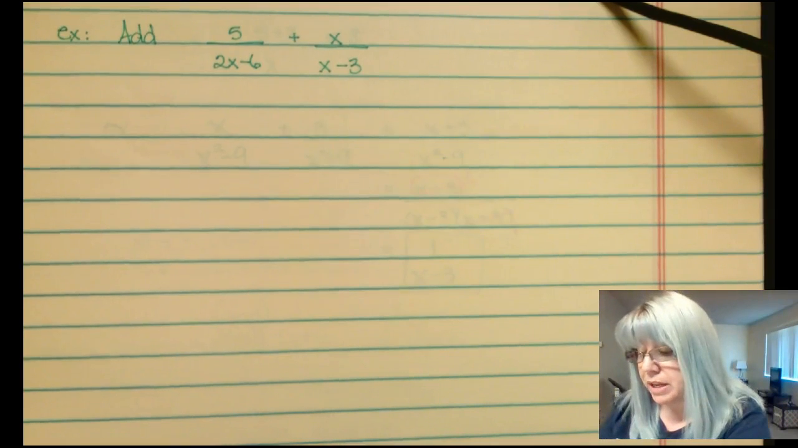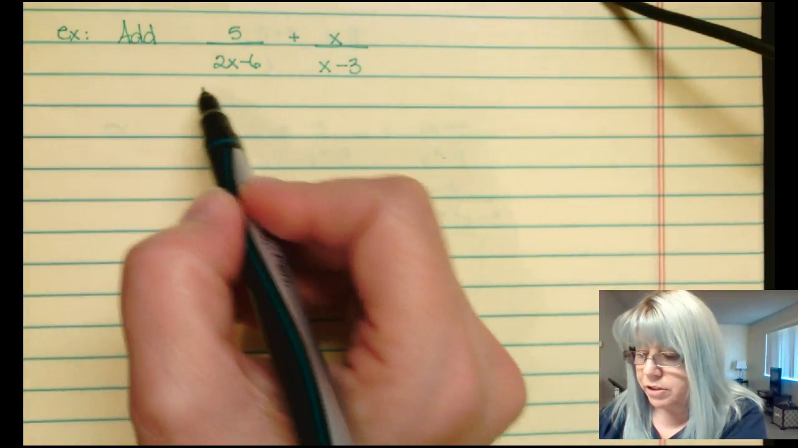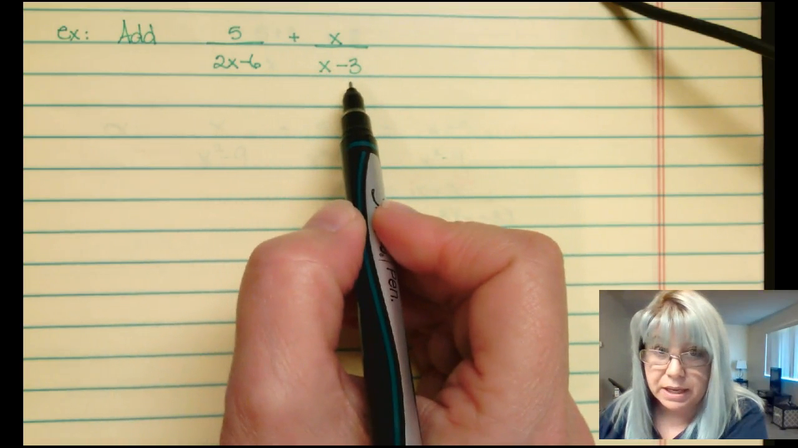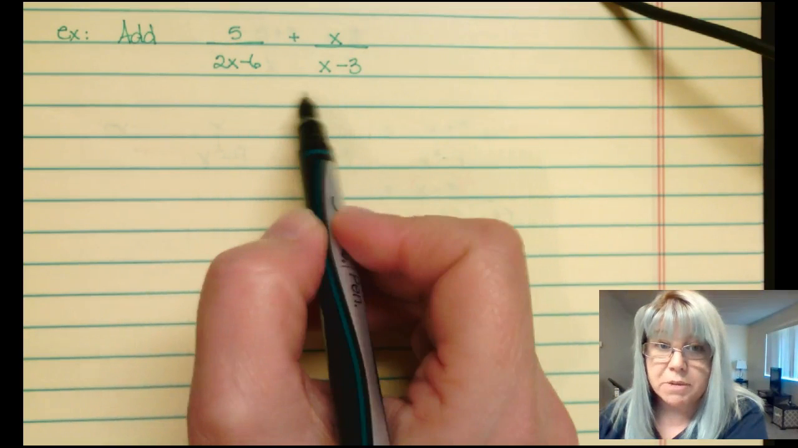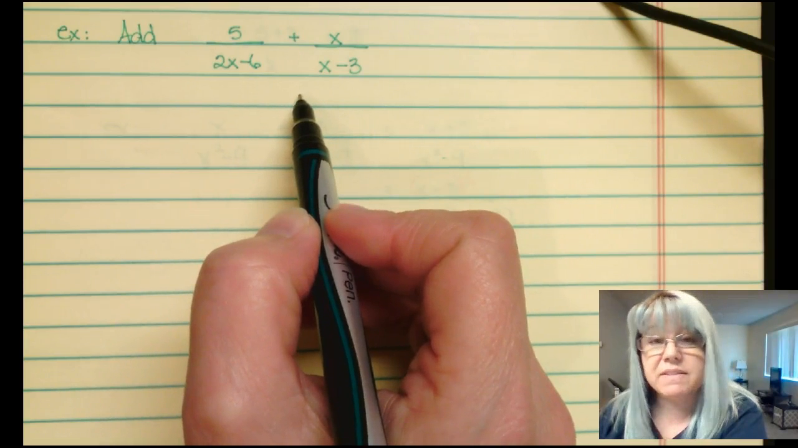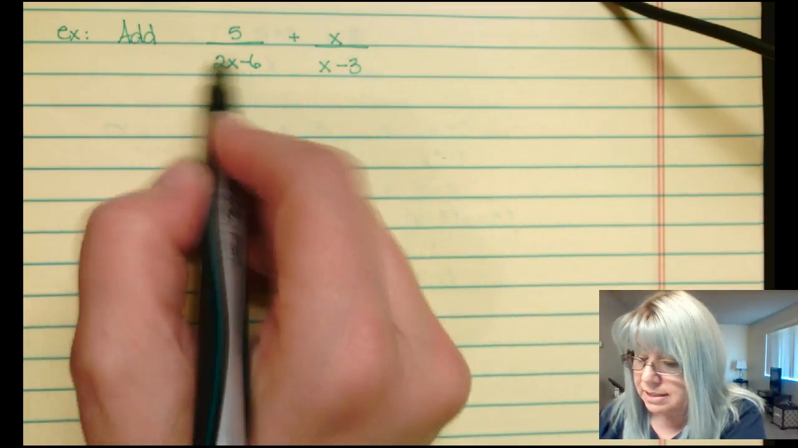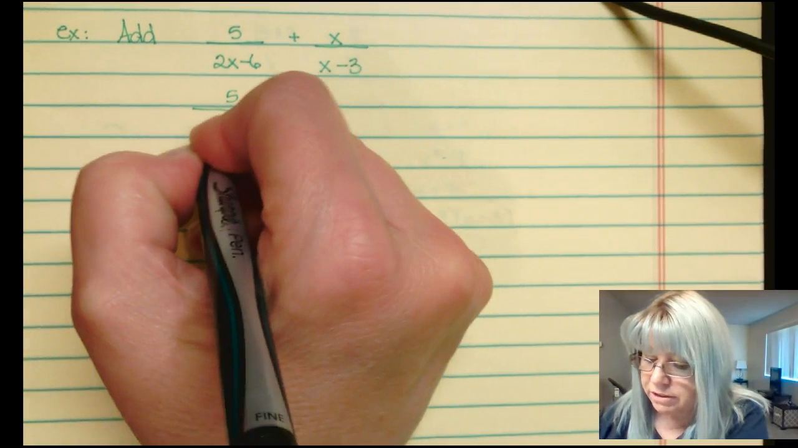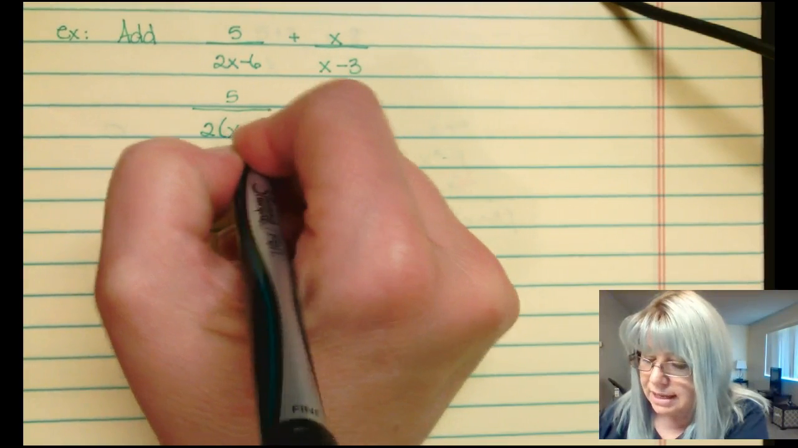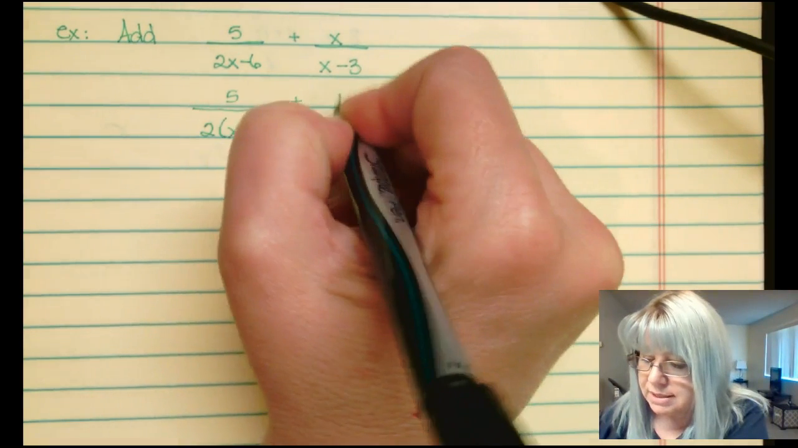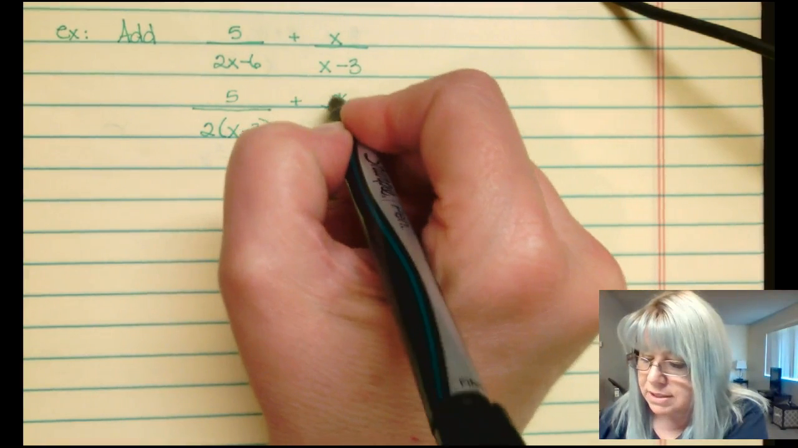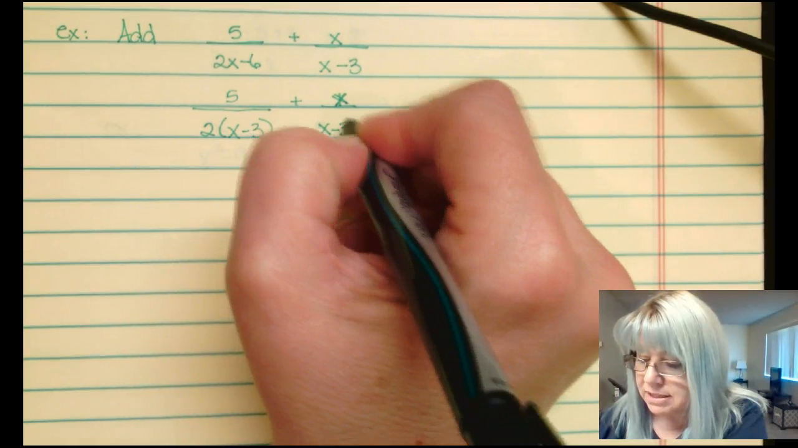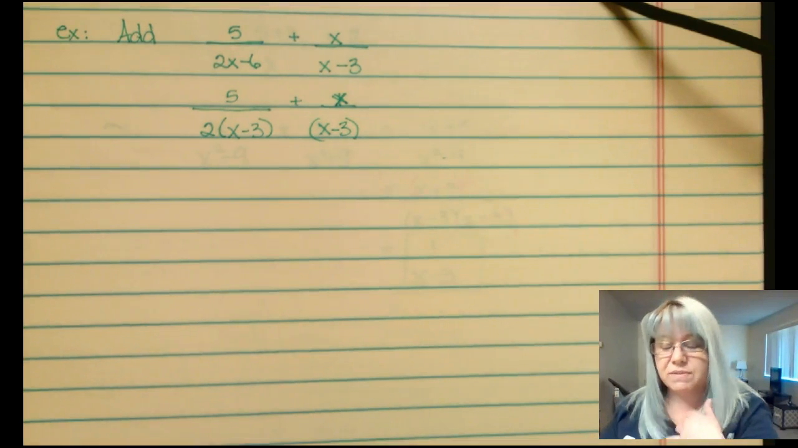All right, let's work through another example. 5 over 2x minus 6 plus x over x minus 3. Now they don't have the same denominators, but the first thing I'm going to do is see if I can factor the denominators. And indeed, I can factor the first one to 5 over, pull out the GCF of 2, x minus 3, plus, and the second, that's an x over x minus 3, which cannot be factored, so I'm going to leave it as x minus 3, and I'm just going to put the parentheses around there for emphasis.